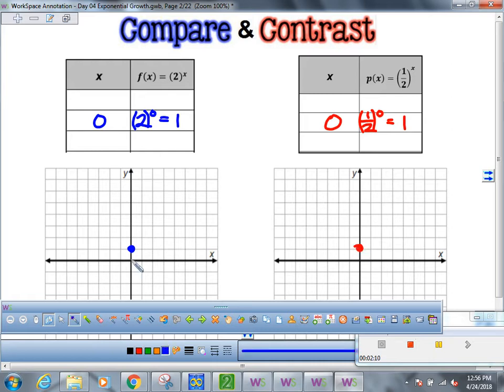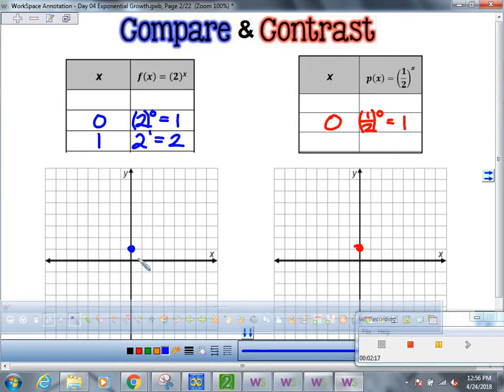When I increase on the x-axis on this one, 2 to the 1 equals 2. So if I go over 1, I'm going to go up 2. And if I go in the negative direction, 2 to the negative 1 is 1/2. So each time I go in the negative direction, I'm going to get smaller and smaller and smaller. So there's that graph.